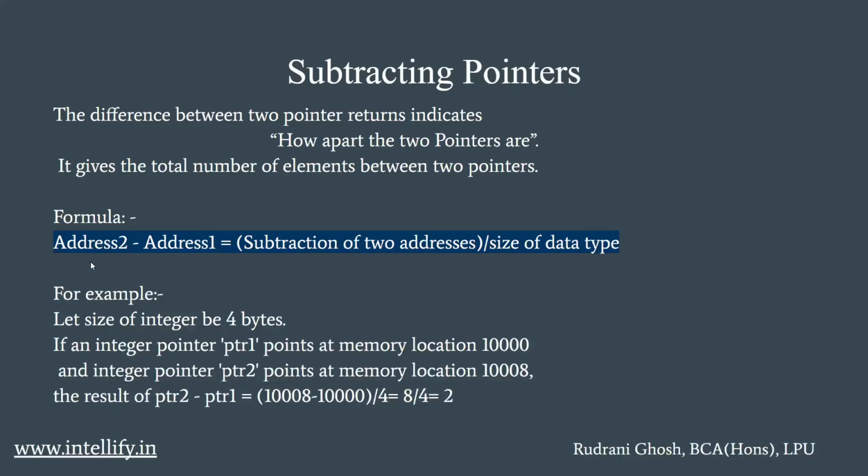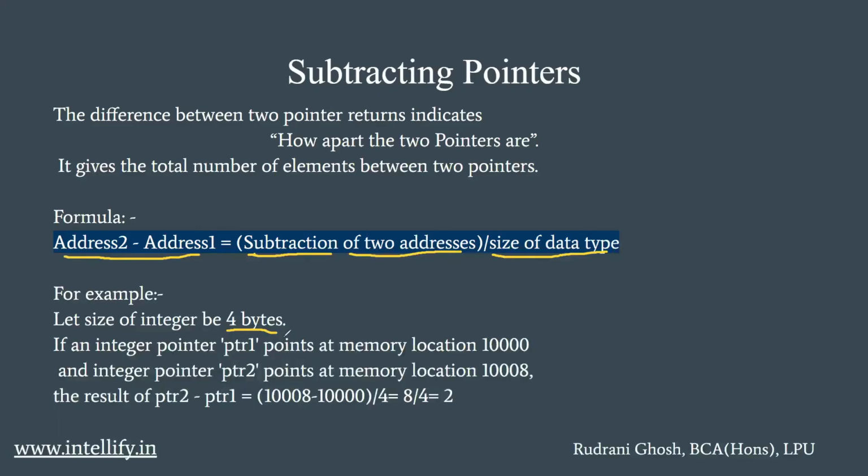The formula we use is address held by the second pointer minus address held by the first pointer divided by size of data type. For example, when size of integer is 4 bytes. Now integer, double, they have different values on different compilers. Like on Turbo C++, the value is 2 bytes. Similarly, on some other compiler, it can be 4 bytes also.